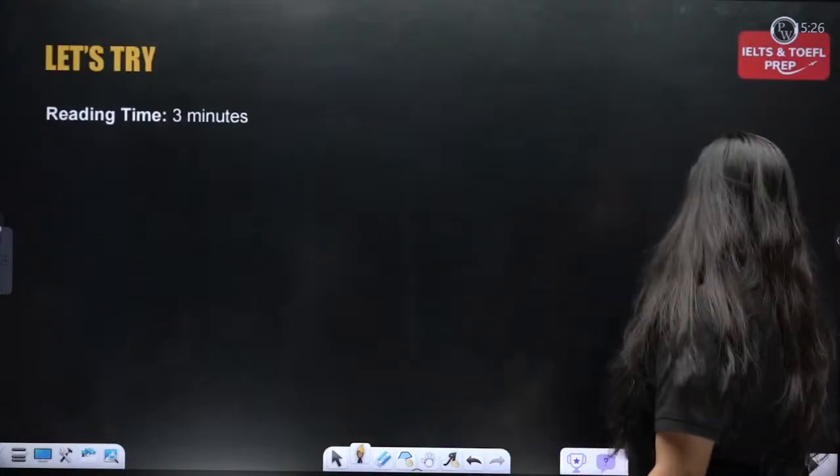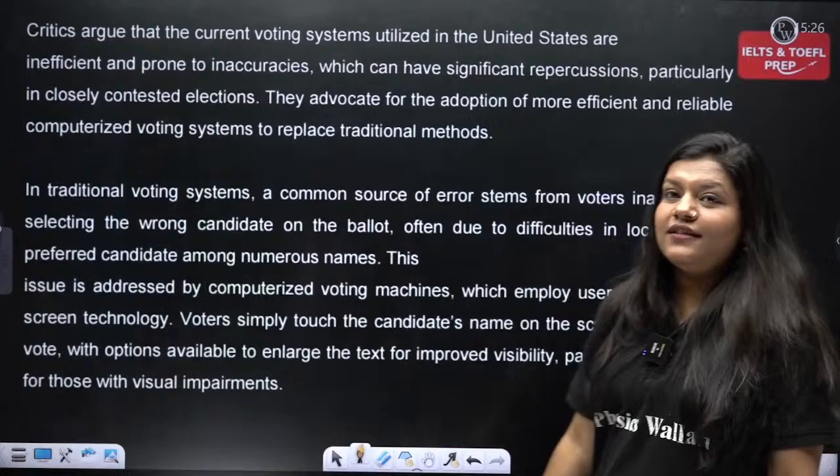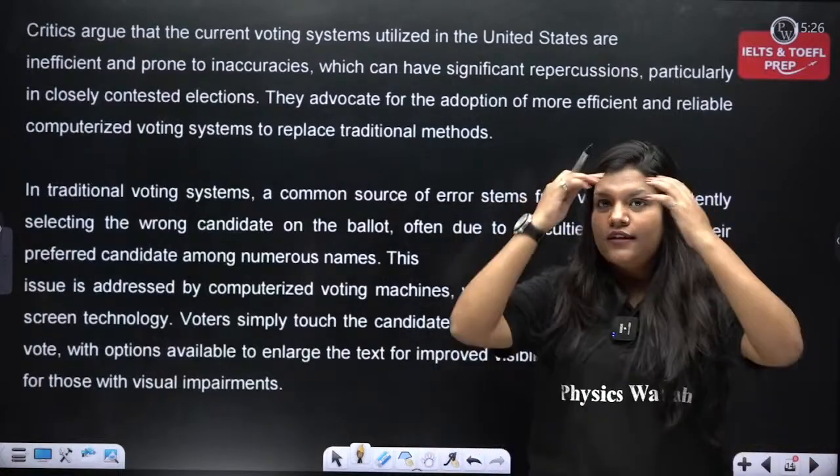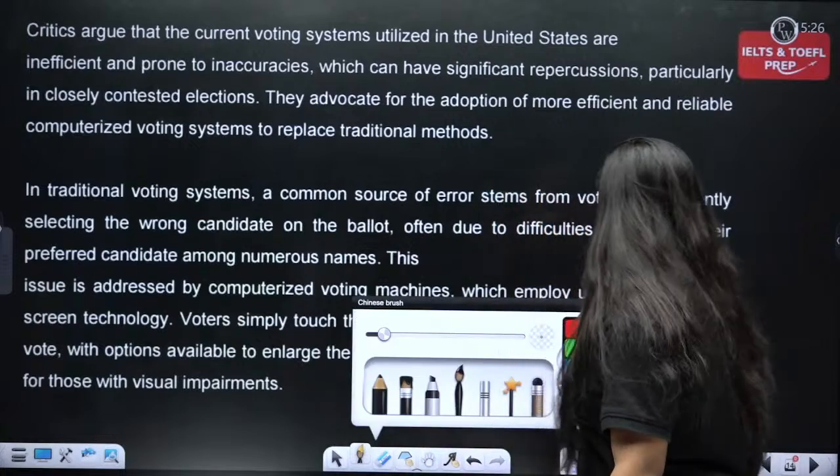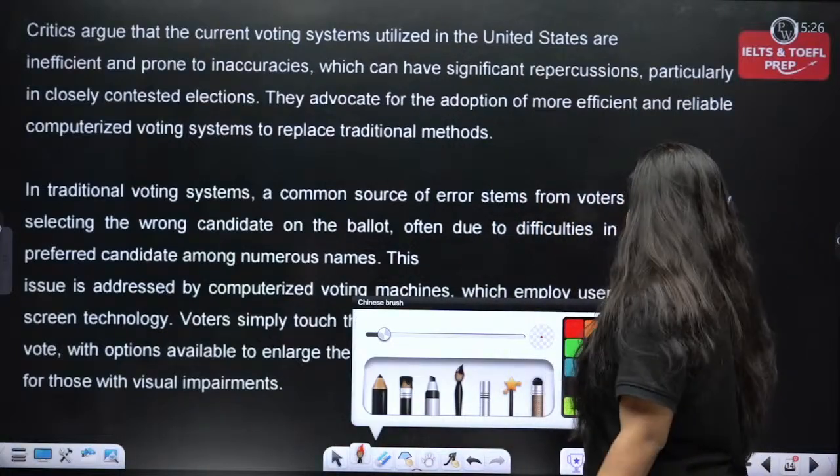Okay, now let's try it. Okay, here is a passage. I'll be reading it for you guys, and at the same time I'll be explaining that as well. Okay, just to have a clear idea on how the passages are going to come.